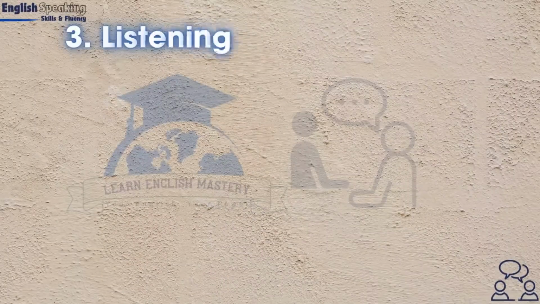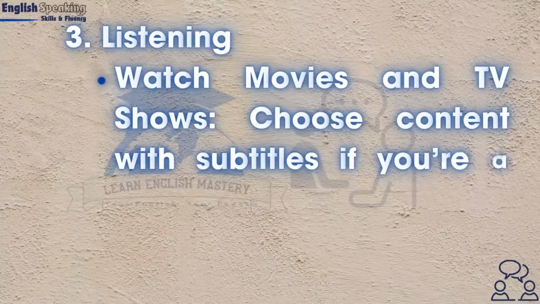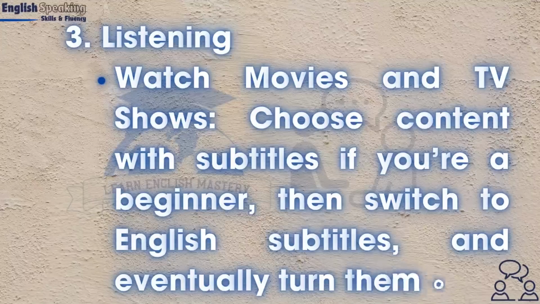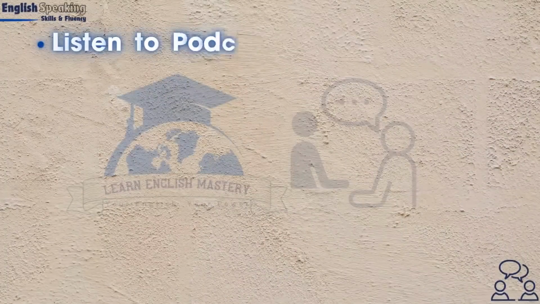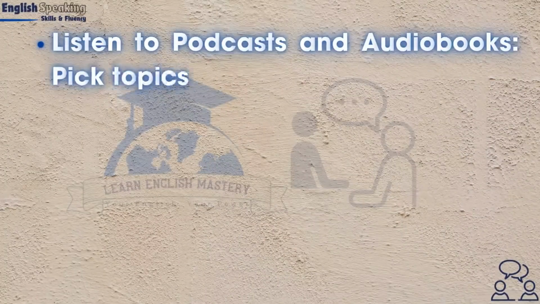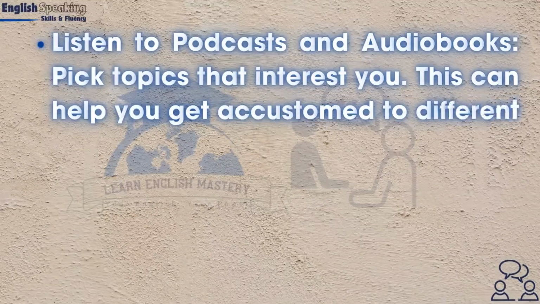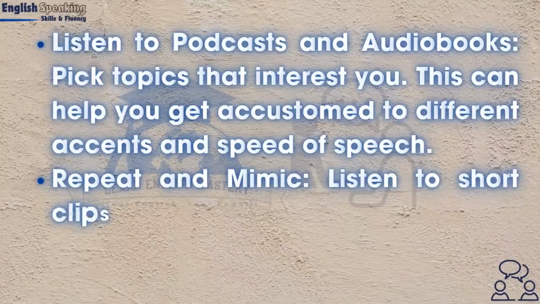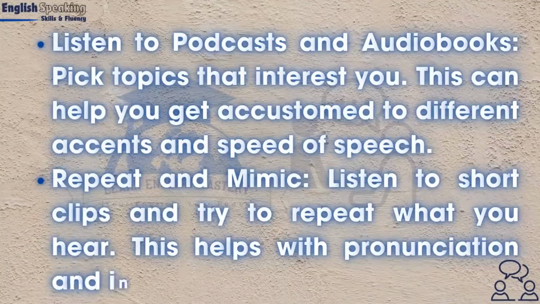3. Listening. Watch movies and TV shows. Choose content with subtitles if you're a beginner, then switch to English subtitles, and eventually turn them off. Listen to podcasts and audiobooks. Pick topics that interest you. This can help you get accustomed to different accents and speed of speech. Repeat and mimic. Listen to short clips and try to repeat what you hear. This helps with pronunciation and intonation.